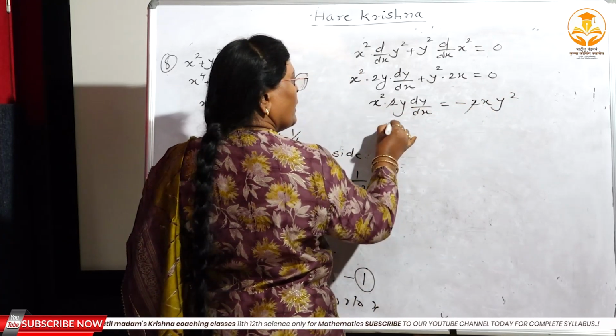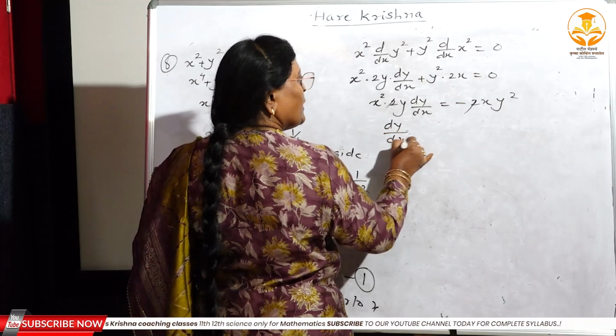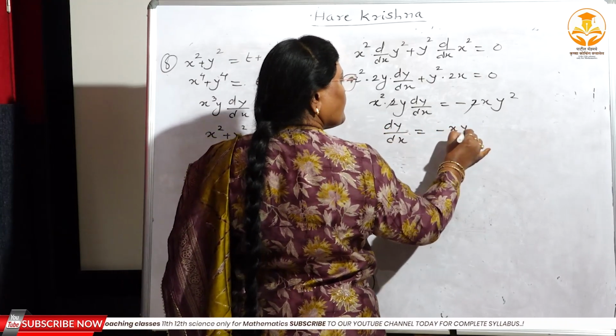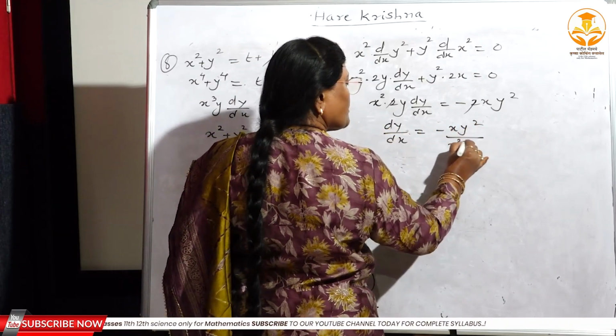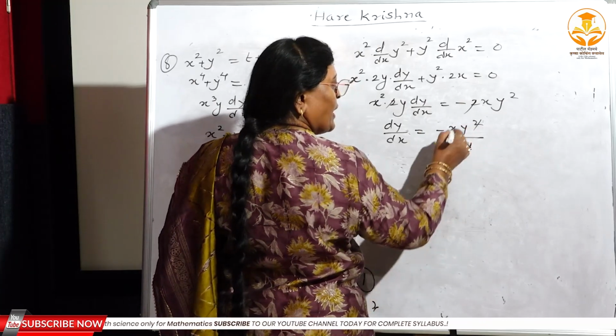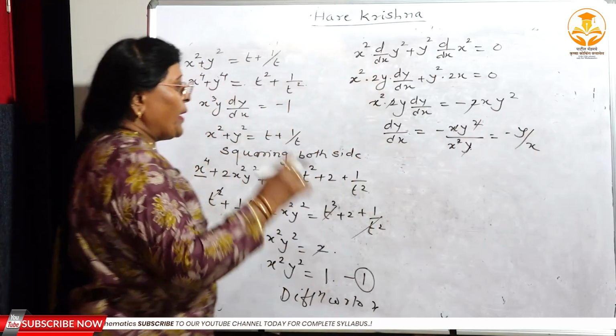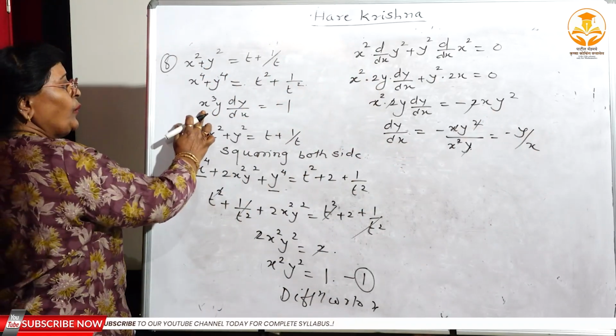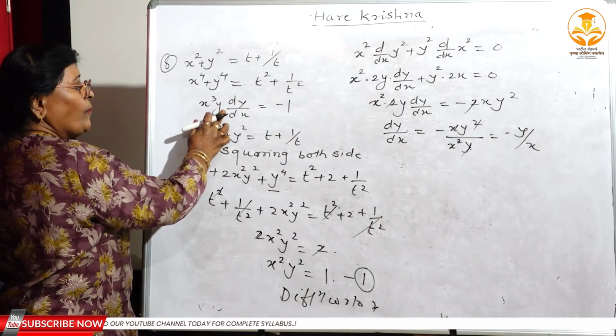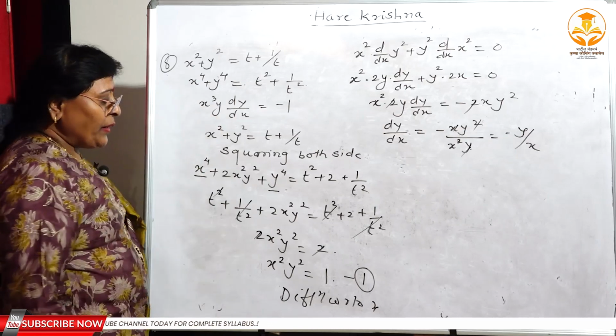2 gets cancelled. Here you have dy by dx equal to minus xy square divided by x square. Again 1 y gets cancelled, 1 x gets cancelled. Here you have the result, that is minus y by x. But what do you want to prove? x cube into y dy by dx is equal to minus 1.